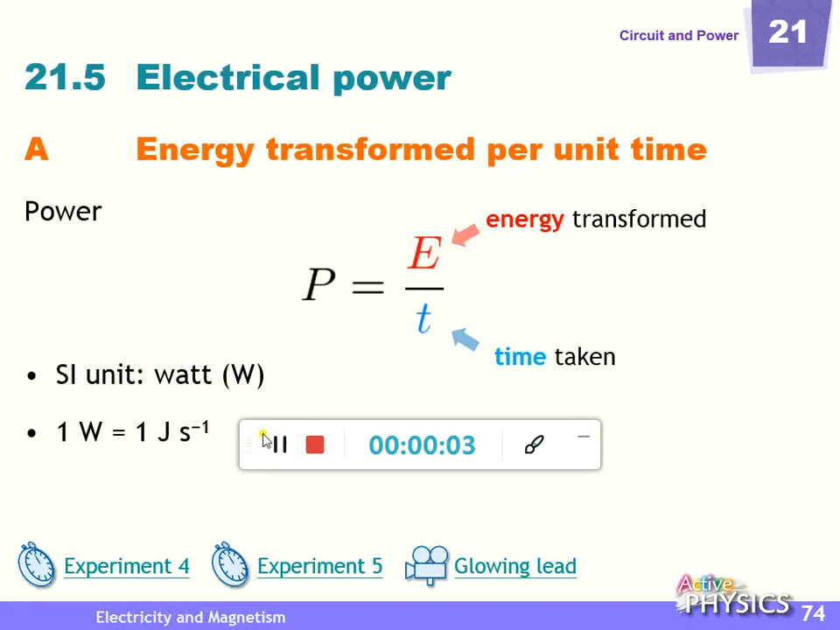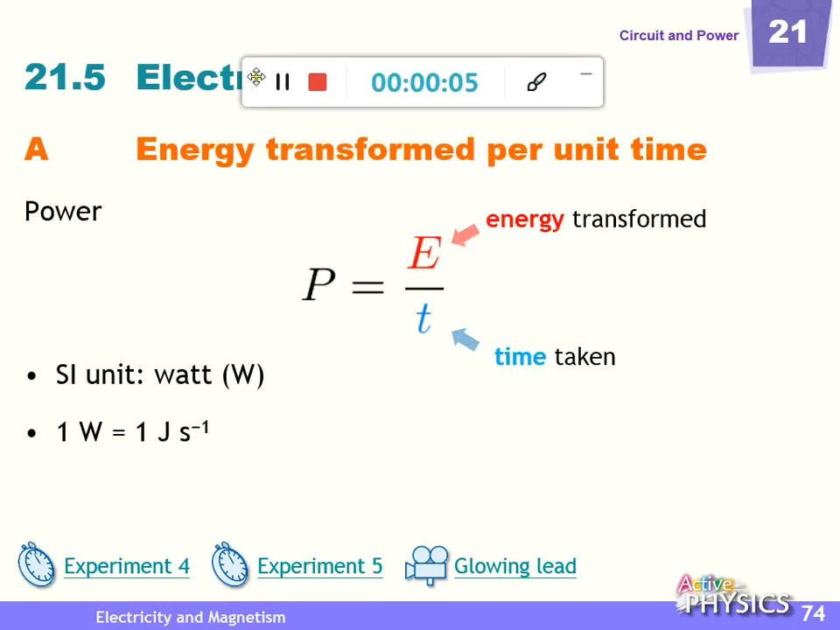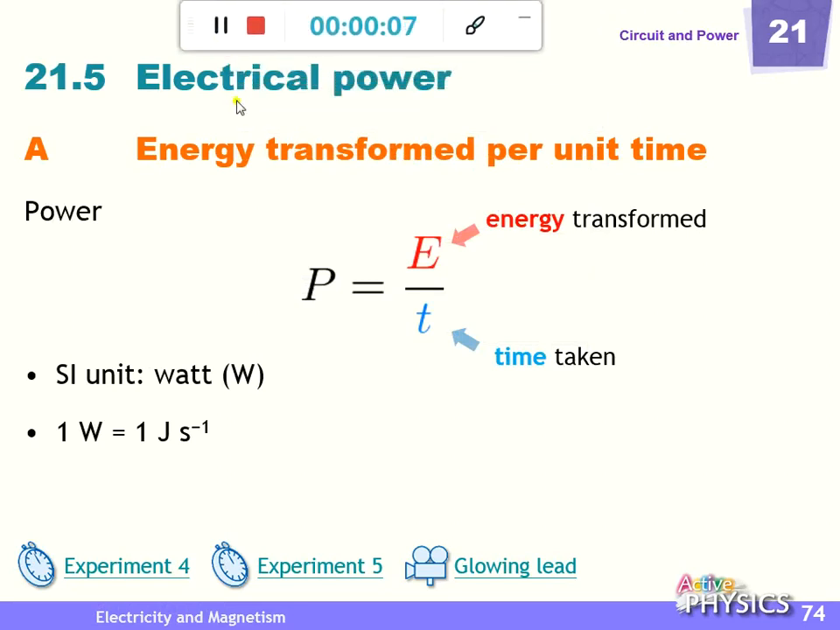Okay, chapter 21.5, electrical power. In the last chapter, we covered current, voltage, resistance, and also the combination of resistors. Now we will start the other topic, which is power. This power, we know it before in mechanics, exactly the same. Related to what? Related to the energy output.